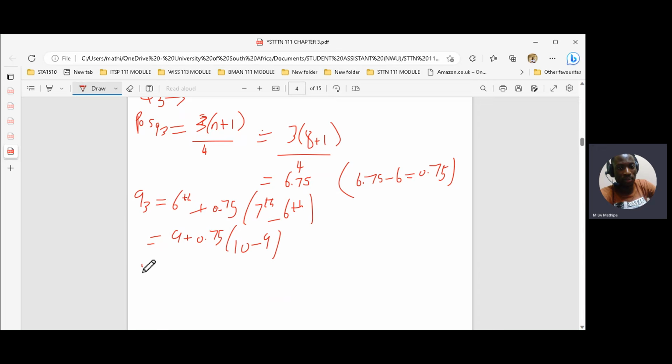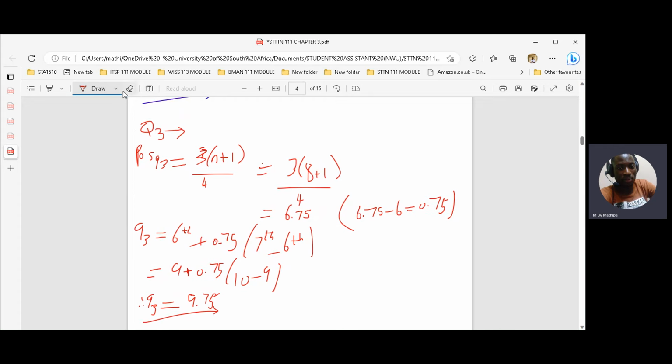Then we substitute. Therefore the value of Q3 is equal to what? 9 plus 0.75 into 10 minus 9, which will give you 9.75. Then that's your value for Q3, which is 9.75. That's how you calculate Q3.